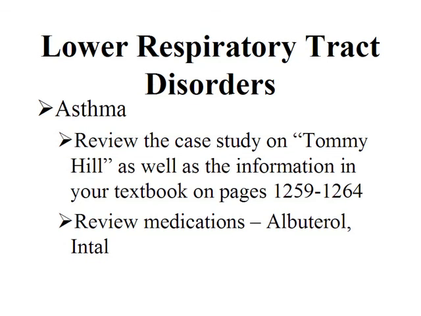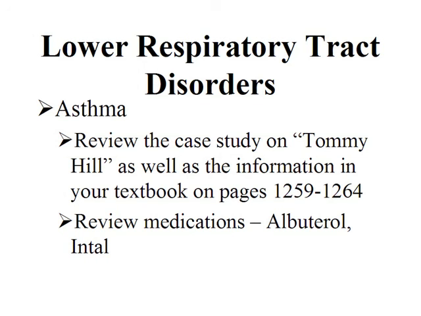Information on some other lower respiratory tract disorders: asthma. There's a case study that is included on Blackboard on Tommy Hill, as well as you have some good information on asthma on pages 1259 to 1264, excuse me, in your textbook. And I did just also want to make special note of the 2 medications that are profiled in your Focus on Pharmacology boxes in Chapter 40, on albuterol and on Intal as well.